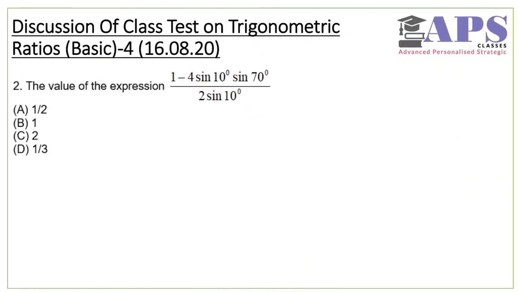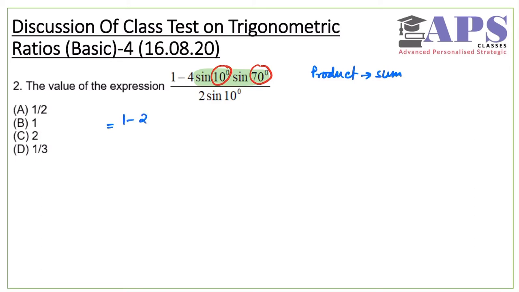In question number 2, we have this expression. If we look at sine 10 into sine 70, you observe that the sum of 10 degree and 70 degree is 80, but their difference is minus 60 or 60, and also they are in product. So you can try to use a product to sum formula. It's a transformation formula.